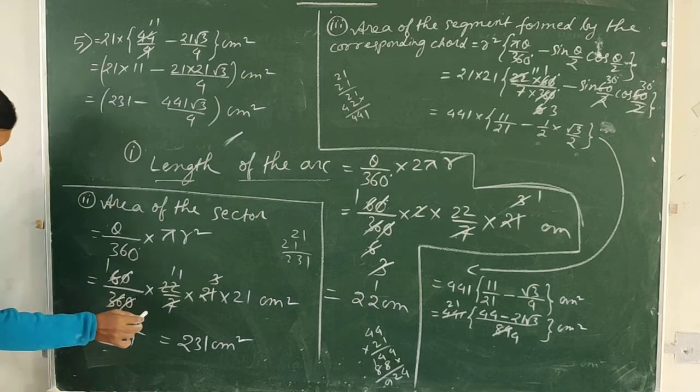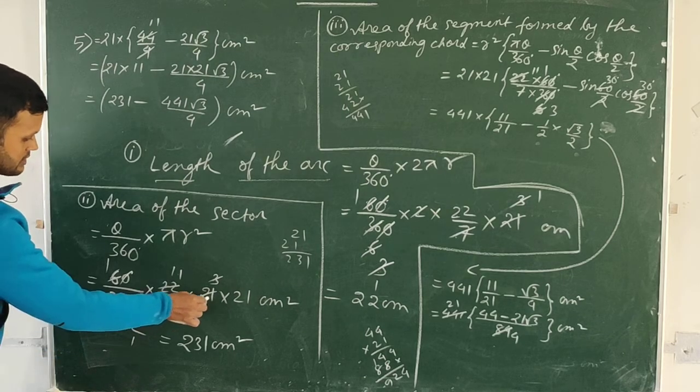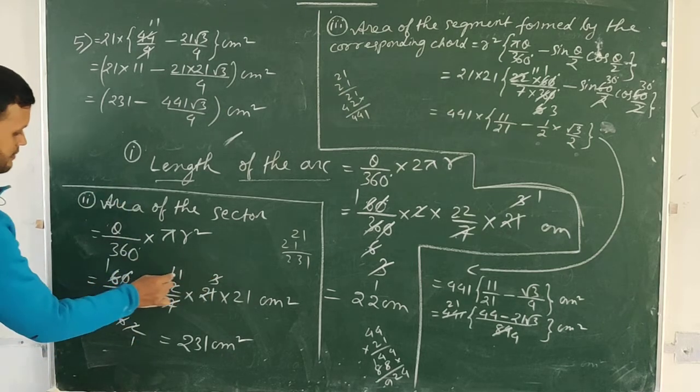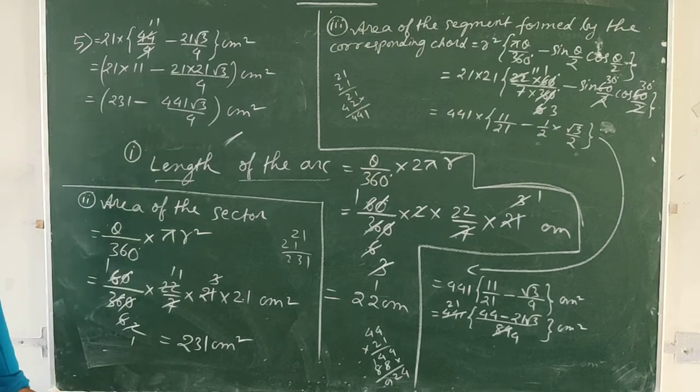Sorry, with 3 I cancel. Sorry, this 7 I cancel with 21 3 times. With this 3 I cancel 6 2 times. With this 2 I cancel 22 11 times. So 11 into 21 will become 231 centimeters square. This is the area of the sector. That means this one.